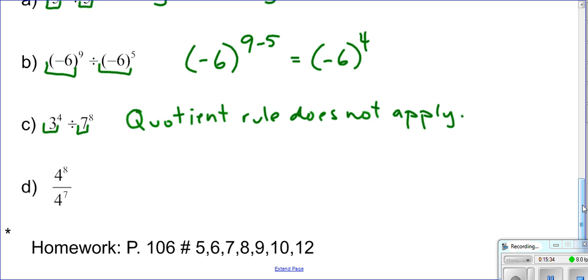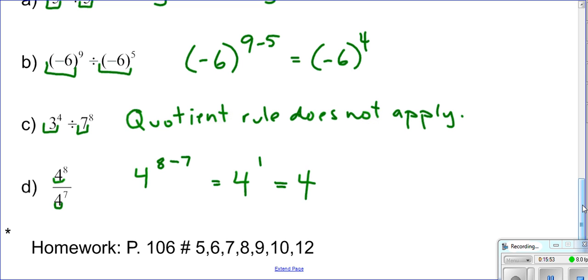Last example, 4 to the power of 8 divided by 4 to the power of 7. We have the bases that are the same, so we can subtract the exponents and we get 4 to the power of 1. And 4 to the power of 1 is just 4 one time, so just 4.